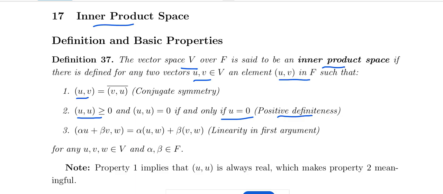And the inner product of (alpha u plus beta v, w) we can express as alpha times (u, w) plus beta times (v, w). That is linearity in the first argument. This is the first linearity property, for any u, v, w belonging to V and alpha, beta belonging to F.